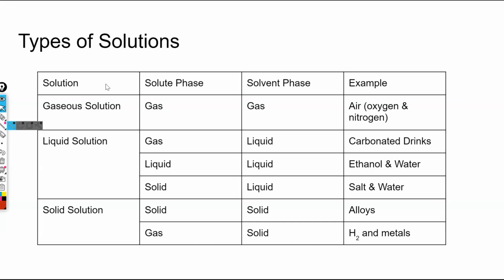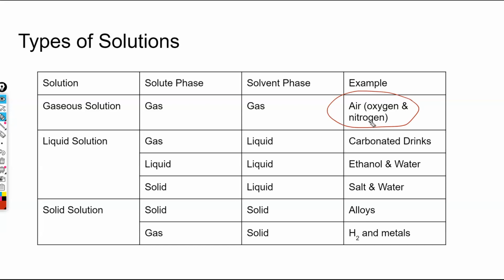But we can also talk about solutions in terms of the phases. There's three different types of solutions we're going to talk about, but specifically we can categorize them a little bit more too. So let's go through these one by one. First is a gaseous solution. When I talk about a gaseous solution, I'm talking about a solution that has a solute gas phase and a solvent gas phase. And this is all air, basically, right?